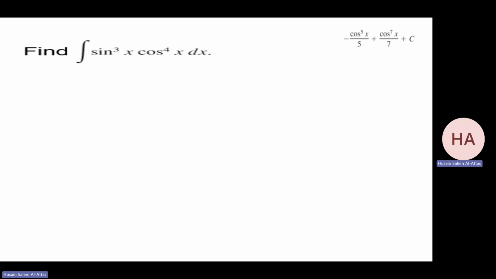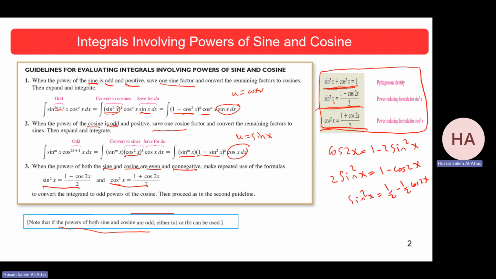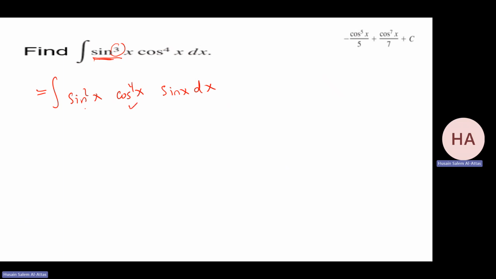Now let us do examples. In this case, sine is odd. Very clear. The power of sine is odd. So what I will do, I will save one sine. The cosine to the power 4 will be the same. What's the remaining? Sine square. What will be my next step? Save one sine factor and convert the remaining factor to cosines. This is already in terms of cosine. This one I will change to cosine. It will be 1 minus cosine square x, cosine to the power 4 x, sine x dx.